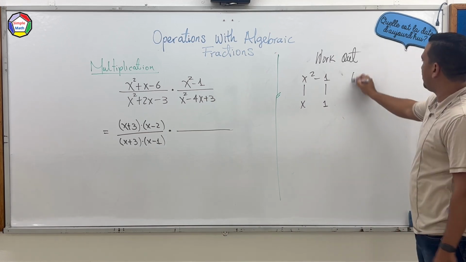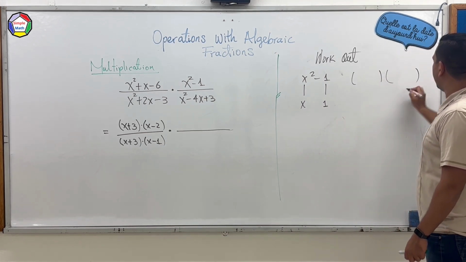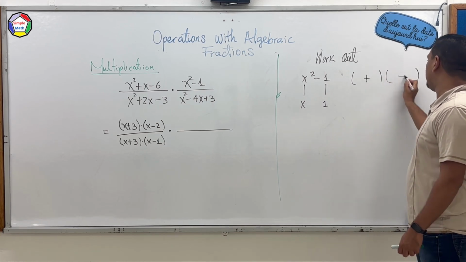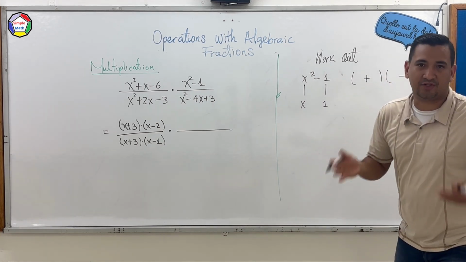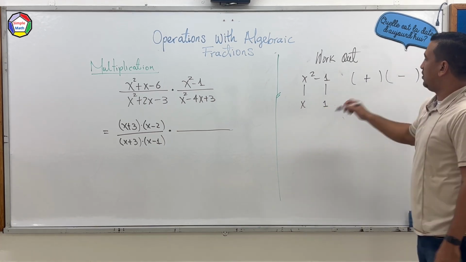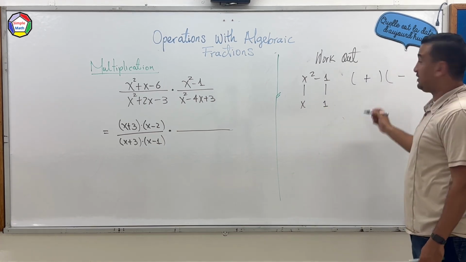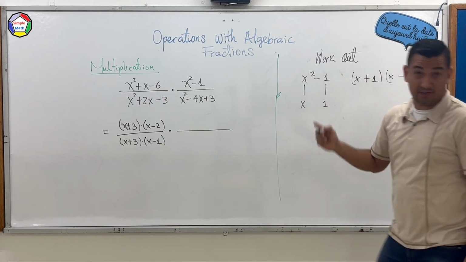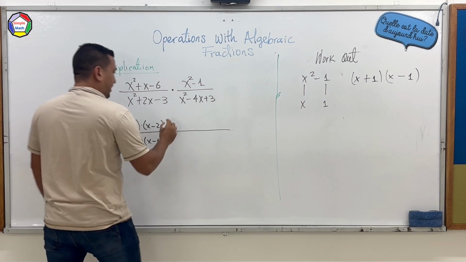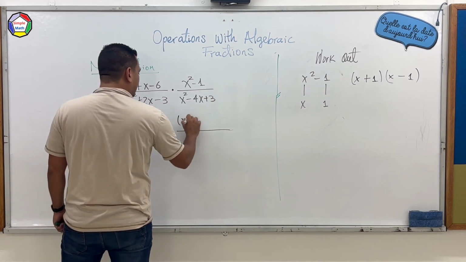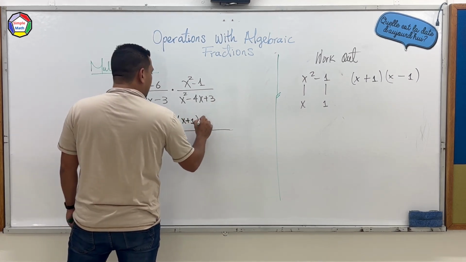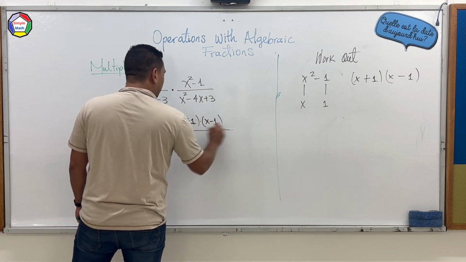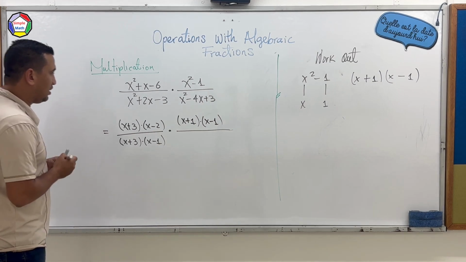So I open two parentheses and copy the square roots, one parenthesis positive and the other negative. We alternate the signs. So this is the answer of the square difference. We bring the result here: (x + 1)(x - 1). That is the result.